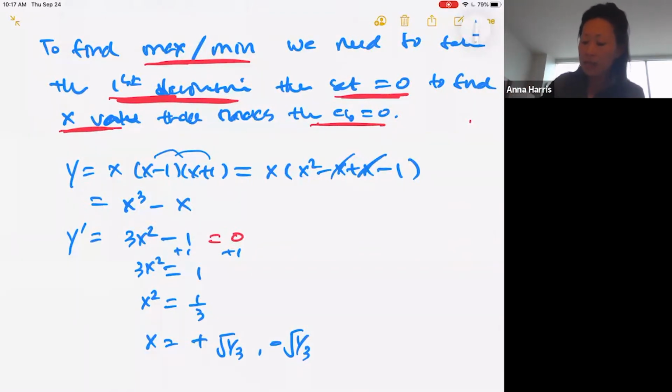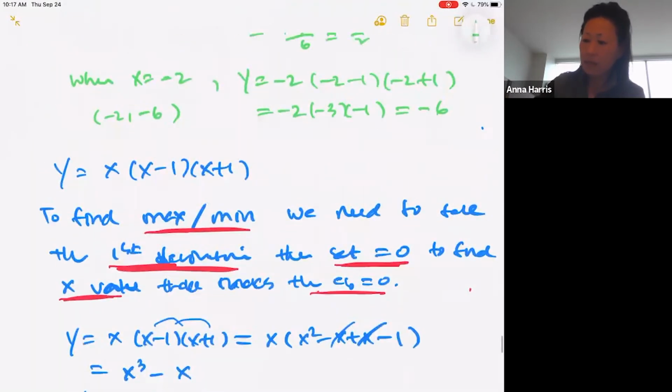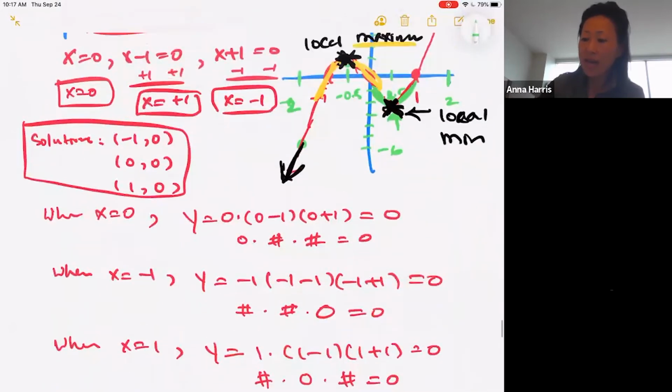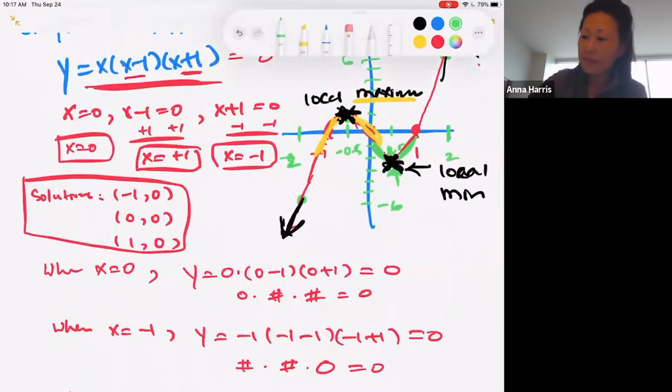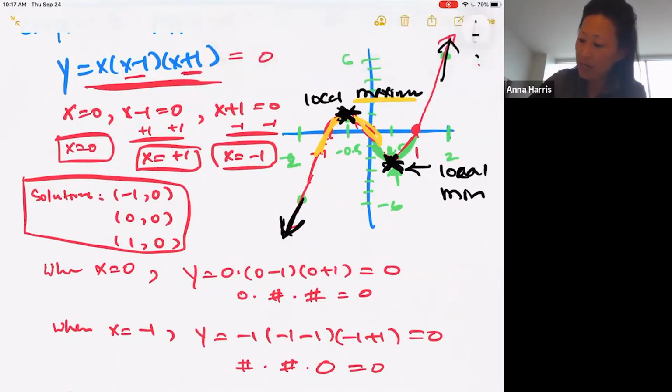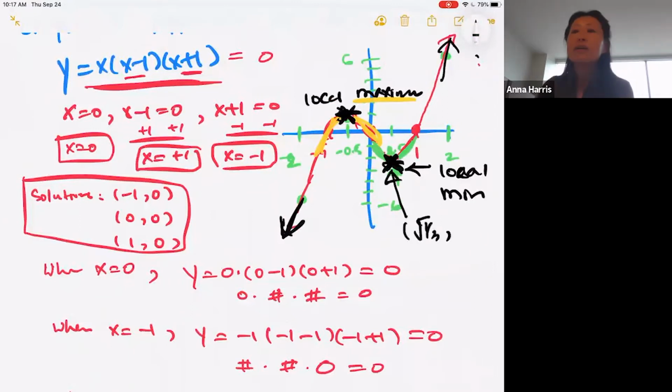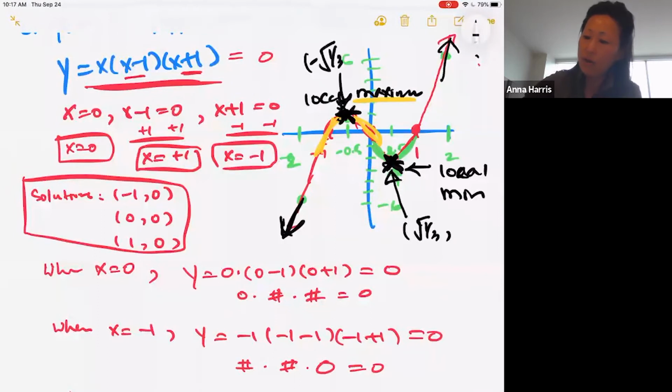Looking at that, you can pretty much say this must be the maximum where it happened right here. The x value has to be equal to square root of 1/3. And over here, it happens at square root of negative 1/3. I don't know the y value yet.